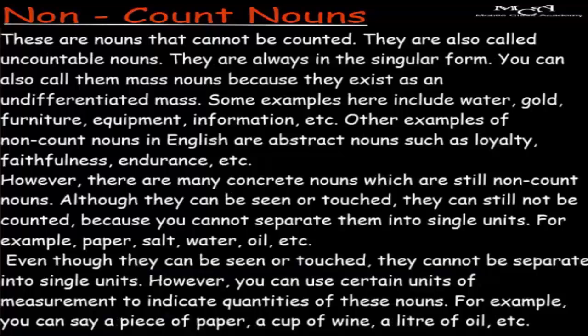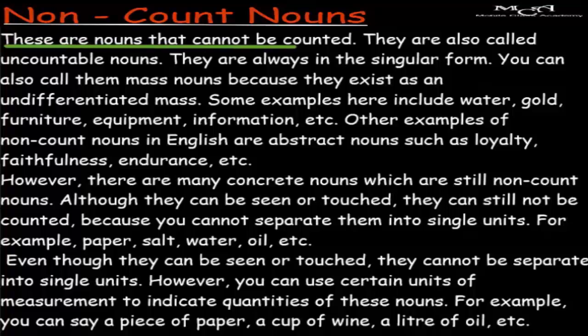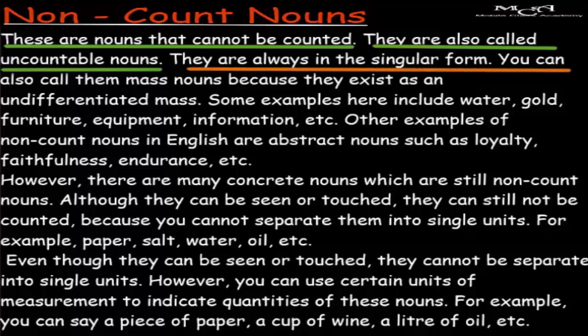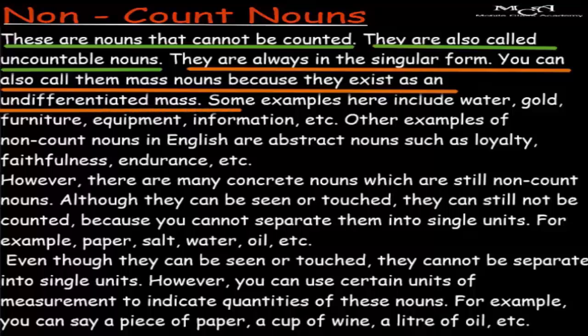The non-count nouns. For the non-count nouns, from what we have explained in count nouns, you will discover that the non-count nouns are actually the nouns that cannot be counted. These are nouns that cannot be counted. They are also called uncountable nouns. I've used the term before. They are also called what? Uncountable nouns. These are always in the singular form. You can also call them mass nouns because they exist as an undifferentiated mass.